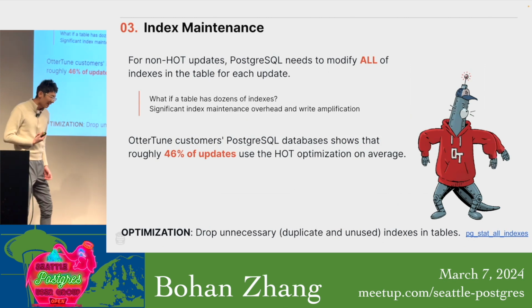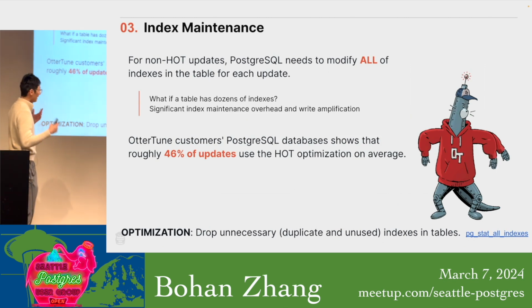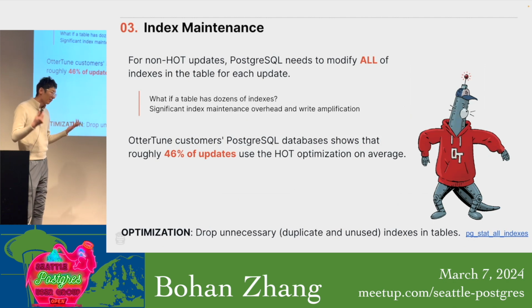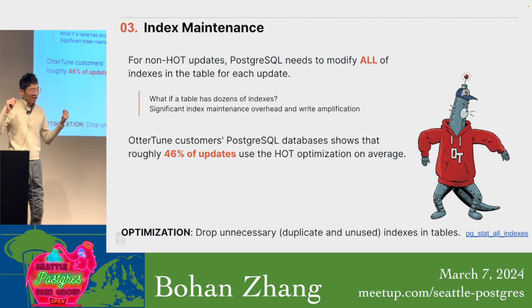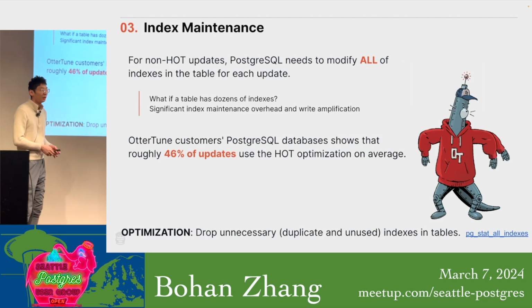So the third one is index maintenance. As discussed before, for non-HOT updates, Postgres needs to modify all indexes in the table for each update. So if you have dozens of indexes, for a single update you need to maintain all of the indexes in the table. It introduces significant index maintenance overhead and write amplification. We analyzed the data from our customers and found that roughly 46% of updates use the HOT optimization on average, which means more than half of the updates are not HOT updates, and those updates can introduce significant index overhead.